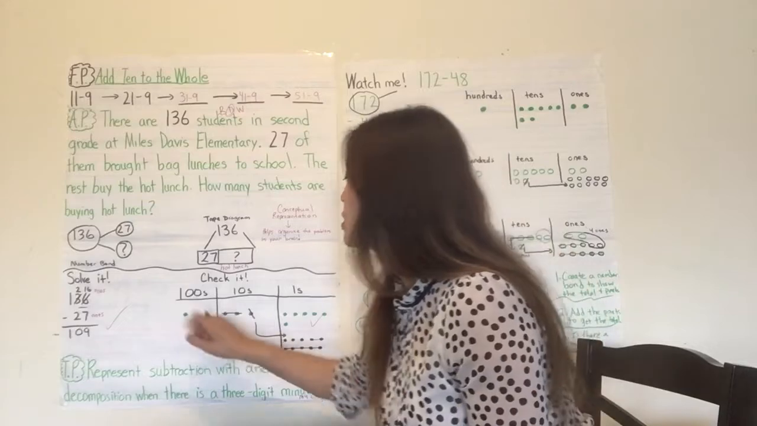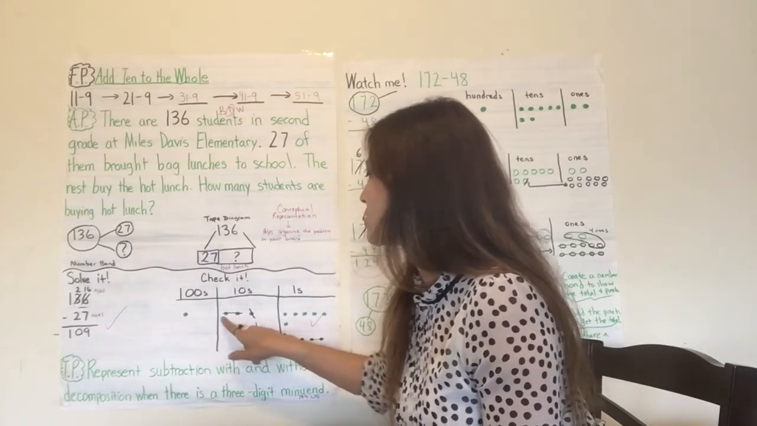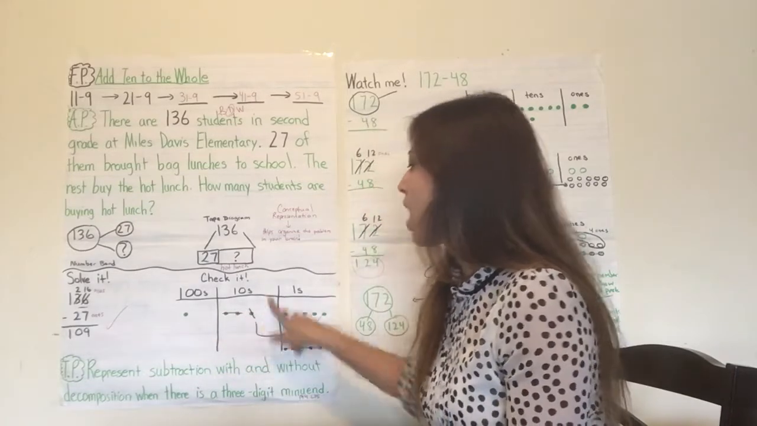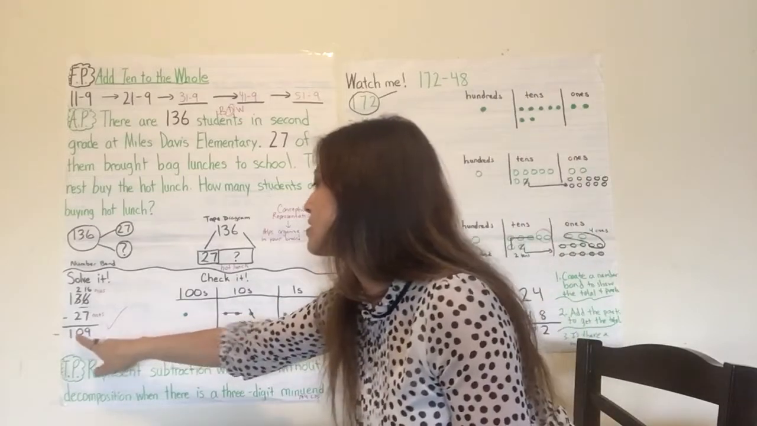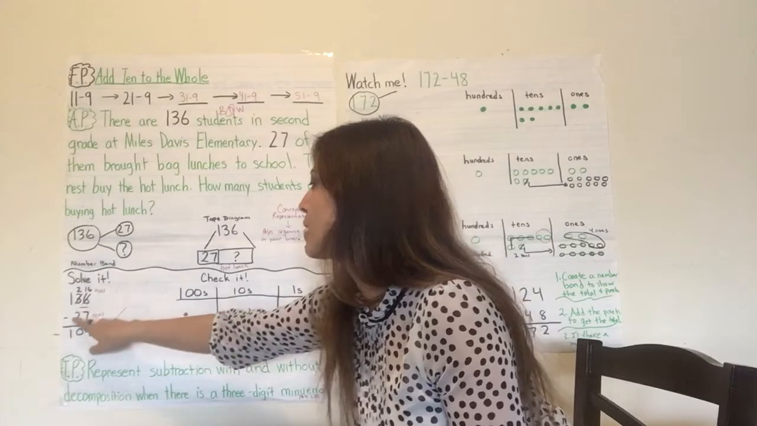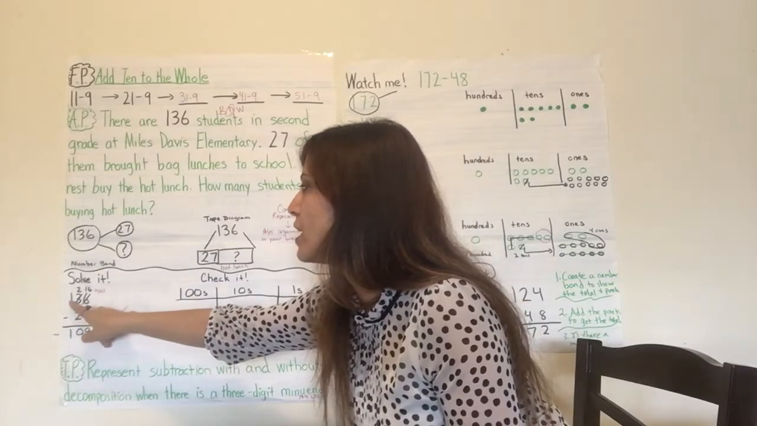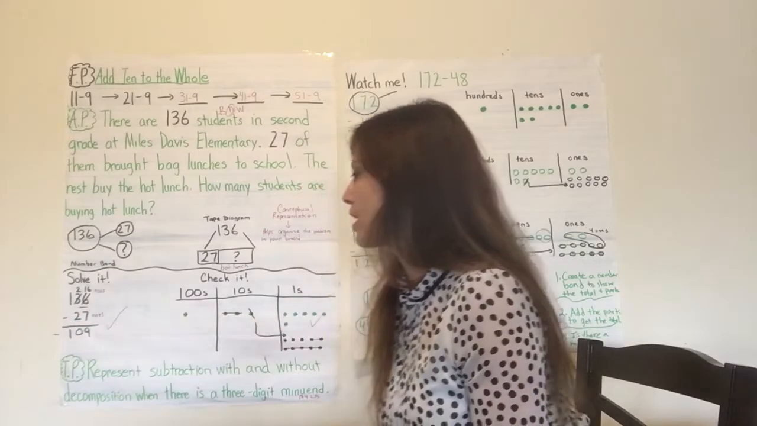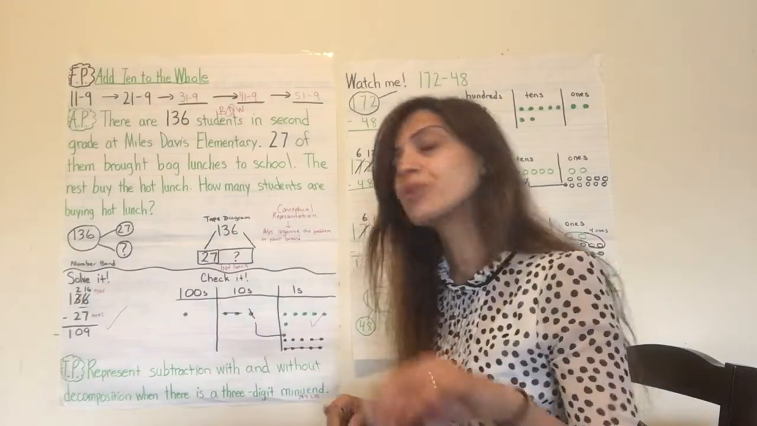Moving on. 2 tens minus 2 tens. So I have 2 tens, take away 2 tens. I have 0 tens. And then I have that 100 left, 100 that's still there. 100 minus, not taking anything away. So bring it down, 109. Do they check off? Yes, they do.